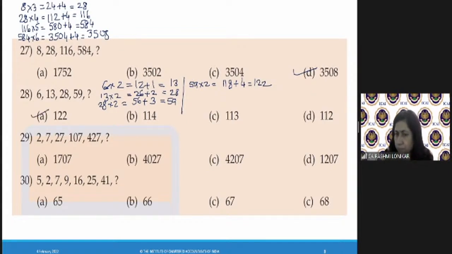Okay. There are many methods, but I find this simpler because then it is in order. So you will get the answer like this.